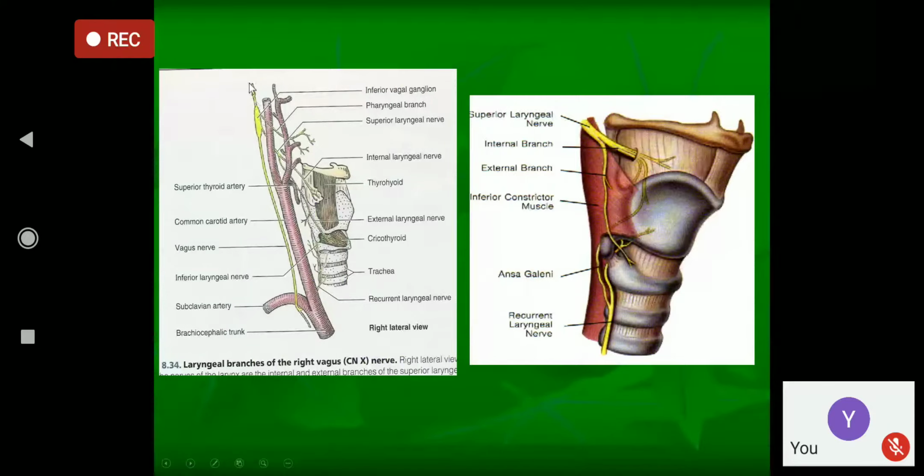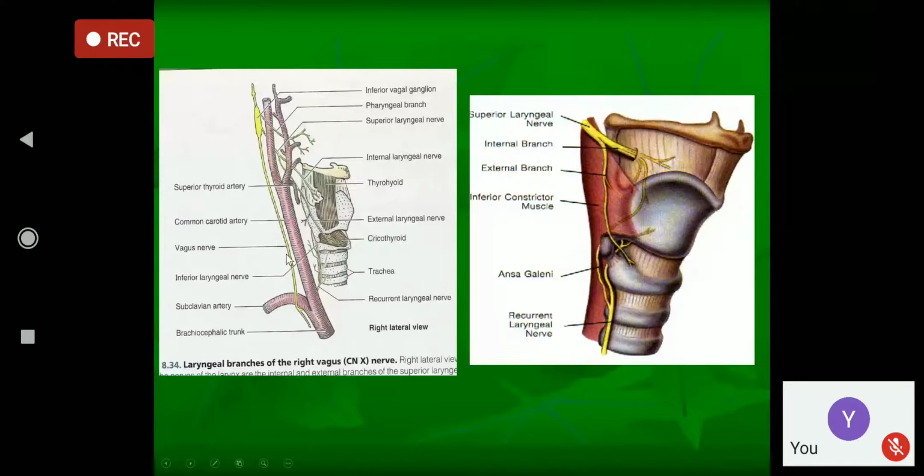Now, the internal laryngeal nerve was already covered in the earlier larynx class. So this one is the vagus. This one is the superior laryngeal nerve, a branch of the vagus, which is further divided into two. This one is known as the internal, this one as the external. The external is the motor supply to the cricothyroid. The internal laryngeal nerve pierces the thyrohyoid membrane and supplies the mucous membrane of the larynx above the vocal fold.